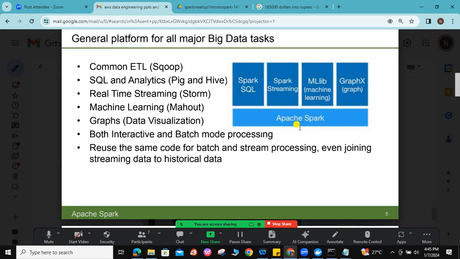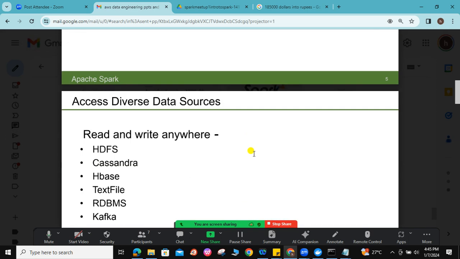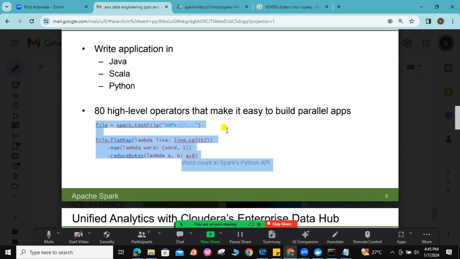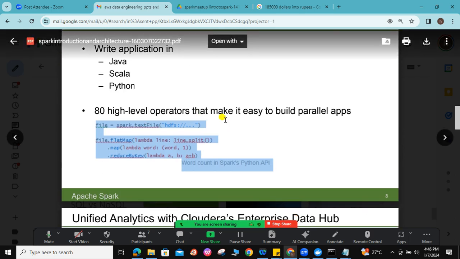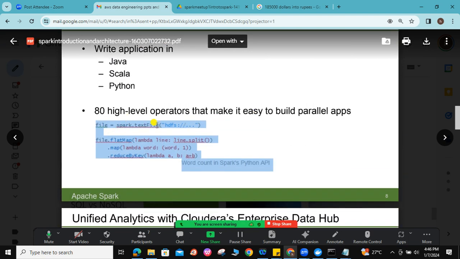There are different ways to deal with Spark, means to get the data. Spark streaming and all we were not seeing. Spark SQL we have seen. Okay, so Spark is 100 times faster. You already know this. High level operators. See, you know this Spark code already. This is an example to count the lines.